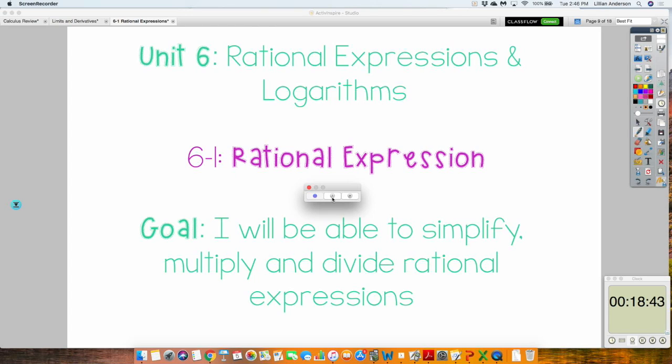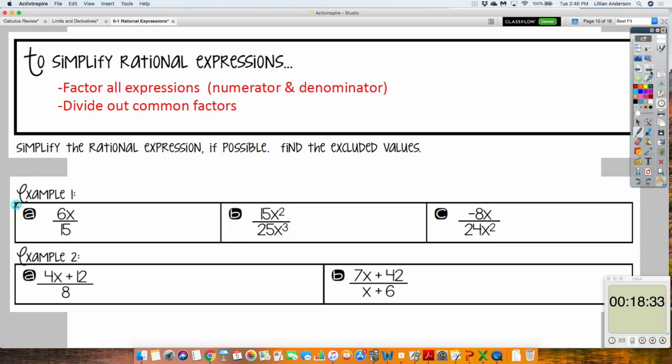So please make sure you guys have down your goal. Go ahead and open up your foldable to the little flap for simplify, and as you can see, to simplify rational expressions, you want to factor all expressions, numerator and denominator, and divide out common factors, okay? So to simplify rational expressions, you want to factor out all expressions, top and bottom, the most that you can. Sometimes you might not be able to factor it out, okay? But if you can, you want to. And then divide out any common factors, all right?